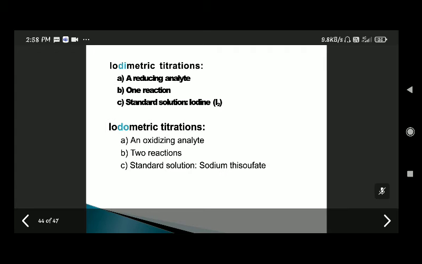Now about redox indicators, I've told you KMnO4 acts as its own indicator. Just like in acid-base titrations, where titrations depend upon pH change, here it depends upon the standard electrode potential, the E0 value.